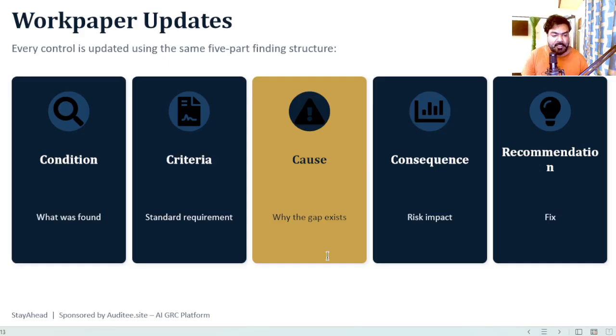Condition is what was actually found. Criteria is the standard or requirement it's measured against. Cause is why the gap exists in the first place. Consequence is the risk impact if it's left unaddressed, and recommendation is the fix. Learn this 5-part structure once and you can write a clean, defensible finding for any control gap you ever encounter.